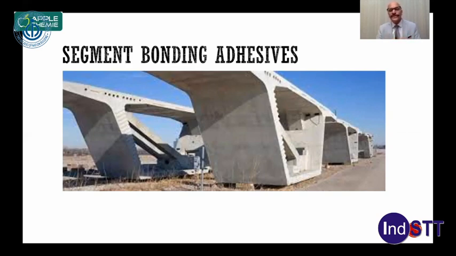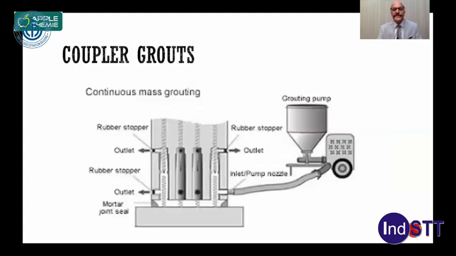And what is crucial is segment bonding adhesive. When you put two segments together, you need to cover the entire surface area which is coming in contact. So normally this is 2 to 3 millimeter, even less than 3 millimeter. And then you squeeze the two segments and the jointing material comes out of it. That is obviously at the time of post-tensioning.